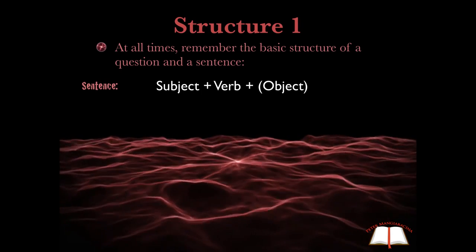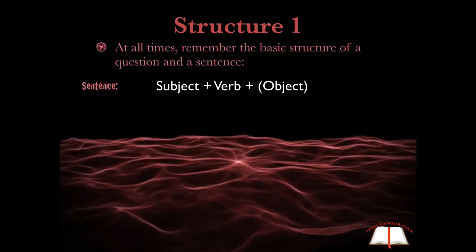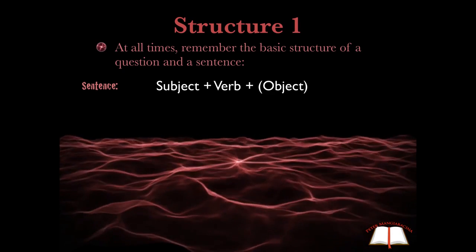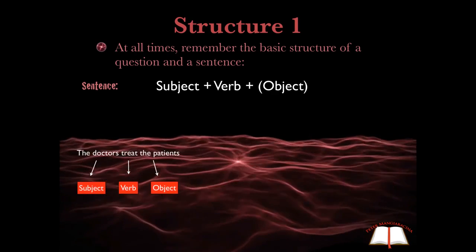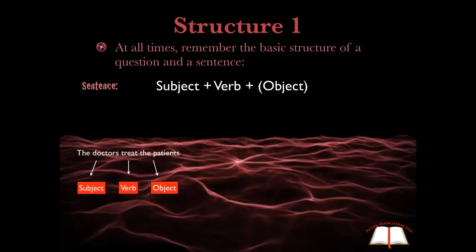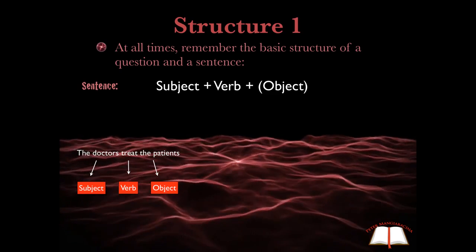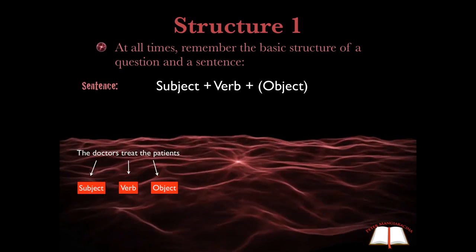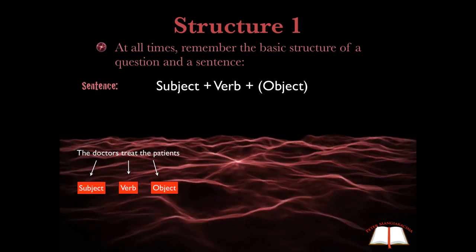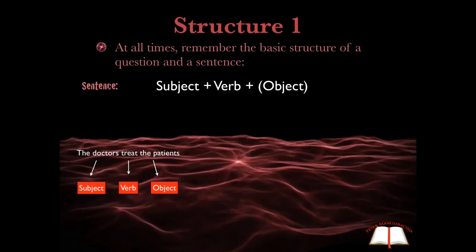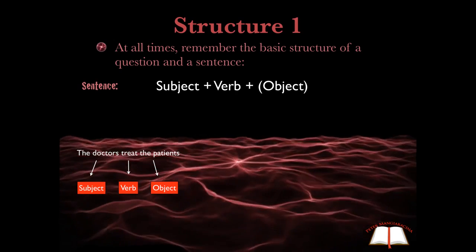The formula is a subject comes first, followed by a verb, and frequently followed by an object. Here's an example. The doctors is the subject, treat is the verb, and the patients is the object. Try to locate the subject, verb, and object in any sentence. The more you recognize the basic structure, the easier it will be for you to use it in your own English.